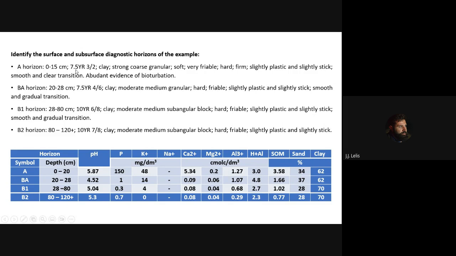We have a color that is 7.5 YR. So in this case, this horizon is redder or yellower. We can see a red color here or a yellow color. What do you think about the color of this first horizon, using the hue?